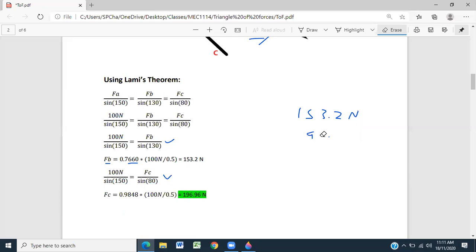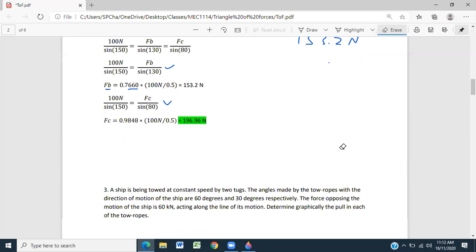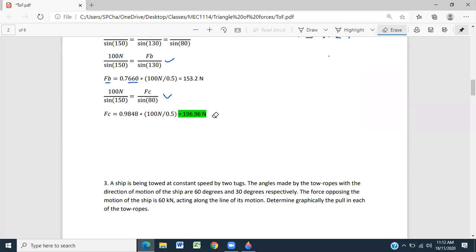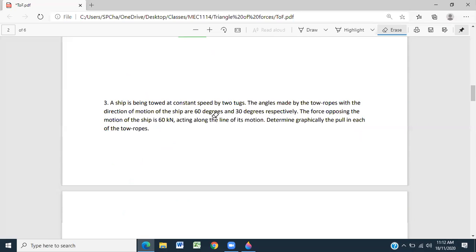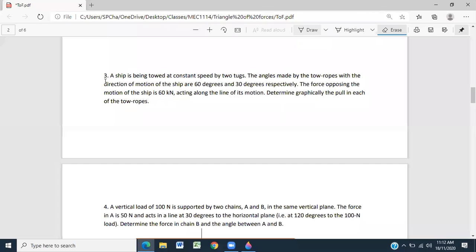All right, let's move on. And of course, I'll send this to you guys and we'll work along. So number 3, I'll leave as an exercise to you guys. It's not hard. Just remember, a ship is being towed horizontally, and there are 2 things pulling on it, right? And the angles here are 30 degrees and 60 degrees. So this is the same kind of diagram we've been working with.